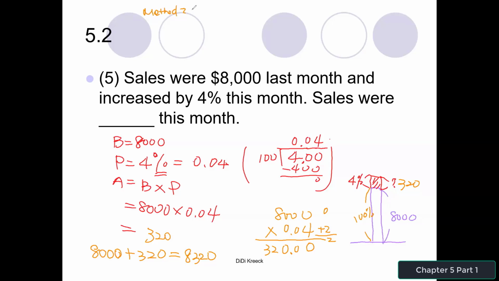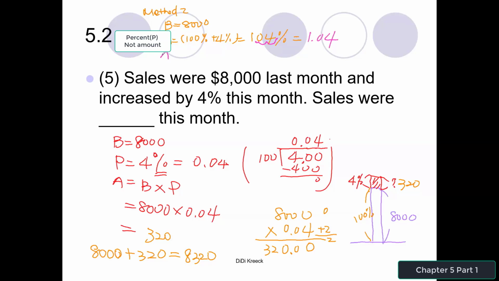Method number 2. My base is 8,000. My new amount will be the old amount, which is my base, 100%, plus the 4% increase. So it will be 100 plus 4, so the new amount will be 104%. Okay, and we convert 104% into a decimal so that we can compute. Percent means per 100 or over 100. You simply move the decimal point 2 places to the left, right? So 1 and 2. So it'll be 1.04.